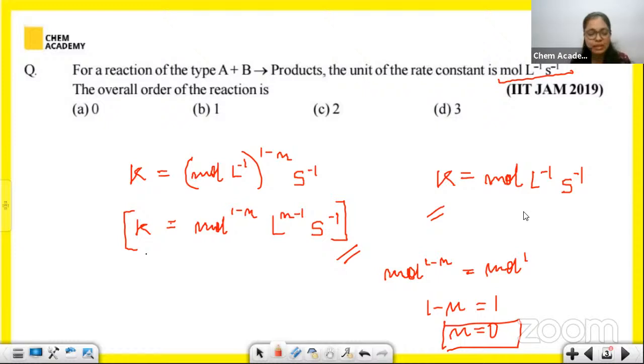This was the simple method of determining the order for this reaction. Further, to confirm this, we can also equate the value of L here. See, L raised to the power N minus 1 equals L raised to the power minus 1. So we can write it as N minus 1 equals minus 1. Thus, the value of N from here also will be 0. Thus, this is a 0 order reaction.